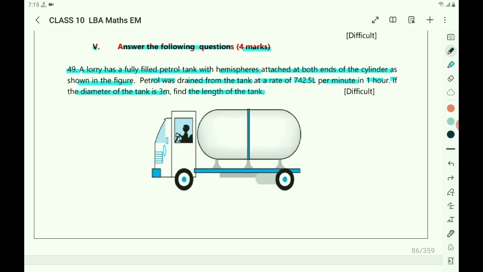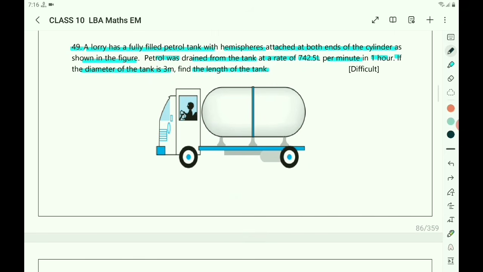Then you convert that into meter cube because the diameter is in meter and we have to find the length, h of the tank, also in terms of meter only. Therefore, convert this liter into meter cube. Then you write volume of tank, means how much liters of petrol holds in the tank. That is equals to what? 742.5 in 1 hour means 60. Then you find the product.